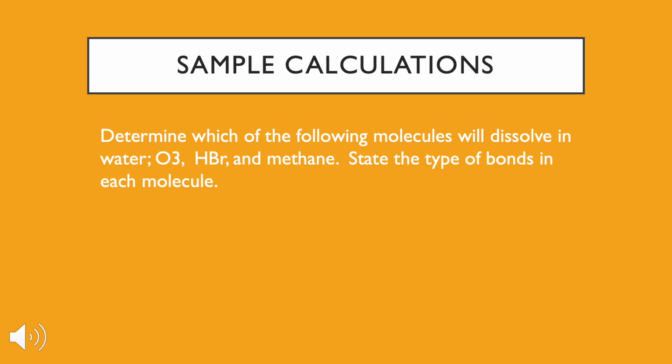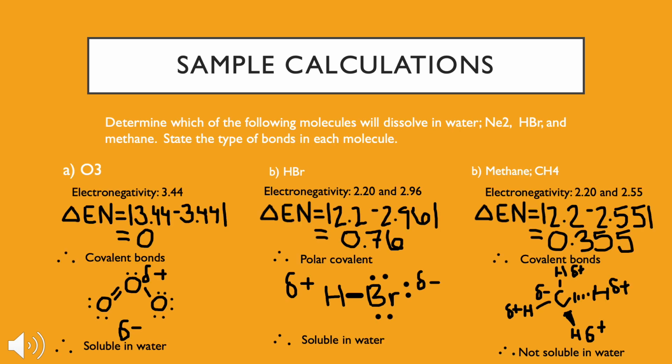Determine which of the following molecules will dissolve in water: ozone, hydrogen bromide, and methane. Then, state the types of bonds in each of the molecules. I urge you to try this out before you begin and continue on to the solution.